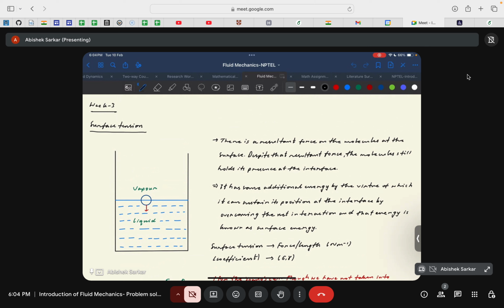Okay, so we have dealt with the characteristic length scales and viscosity in the last week. So this week we are discussing the surface tension. Okay, so I think we can start. So let us begin.